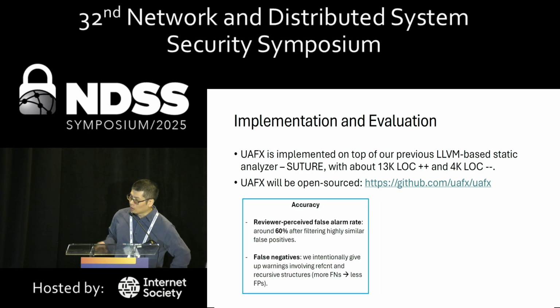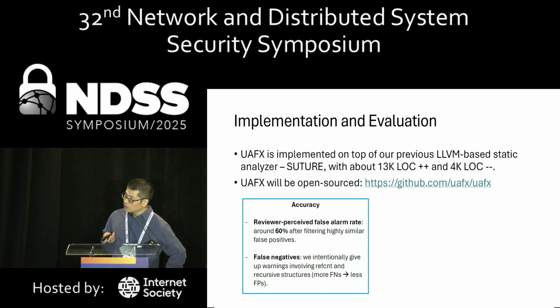Of course, accuracy is also very important. Regarding the false alarm rate, after we filter out all the highly similar false positives, eventually we can achieve around a 60% false alarm rate. This is comparable to many previous static bug detection tools for the Linux kernel.